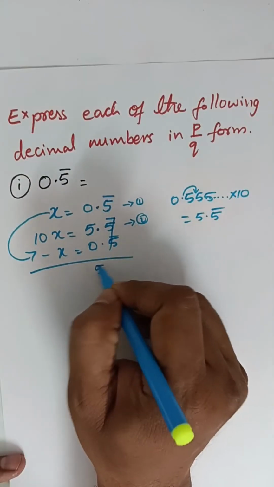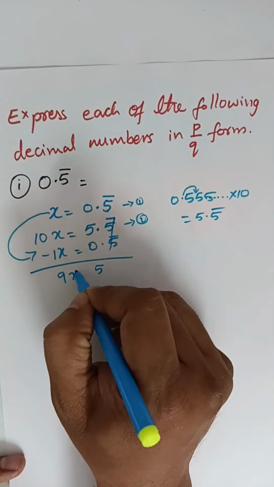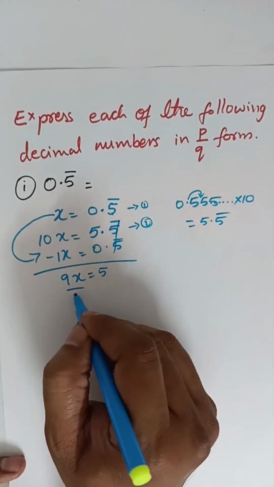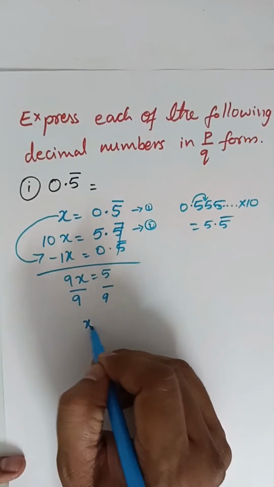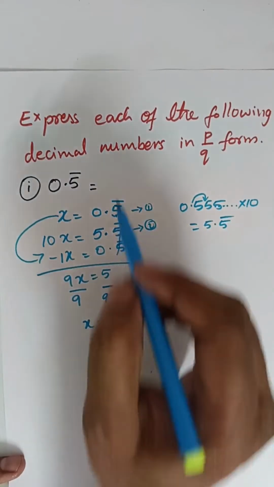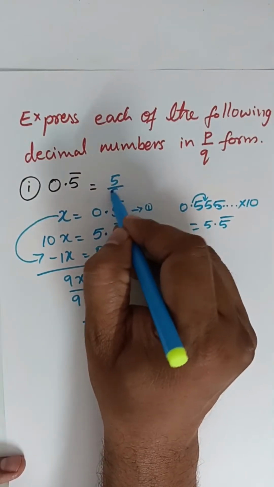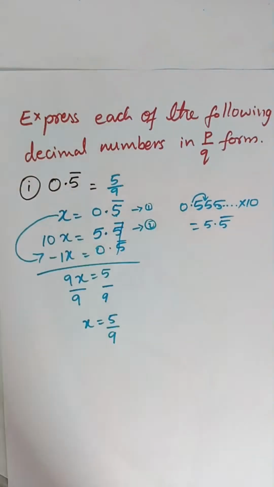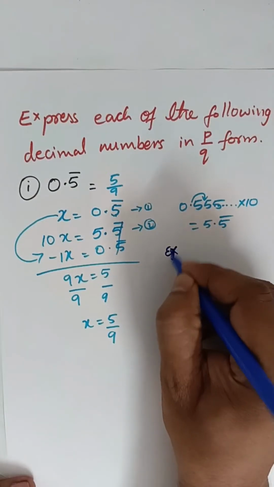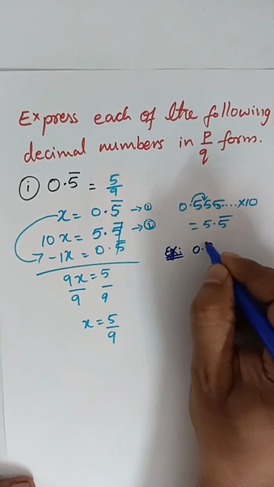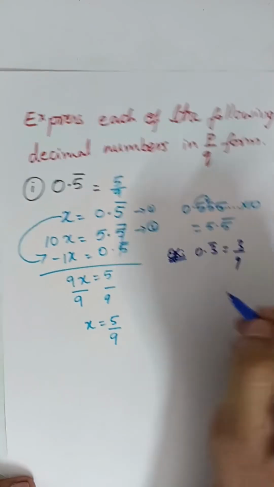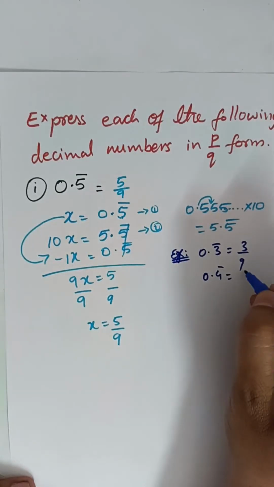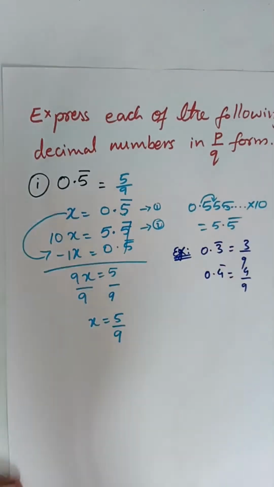5 minus 0 is 5. 10 minus 1 is 9. X equals 5. Now divide both sides by 9. X is equal to 5 by 9. So 0.5 bar is 5 by 9. So now I will tell you the simple way. Whenever you get 0 point and some bar, for example 0.3 bar, the answer is 3 by 9. 0.4 bar, the answer is 4 by 9, like this, right?